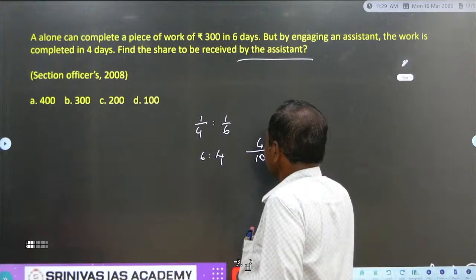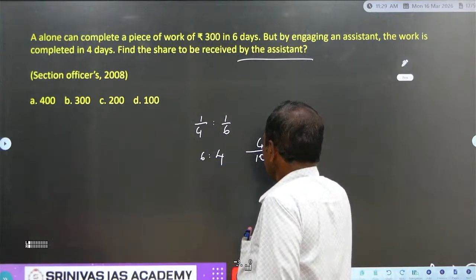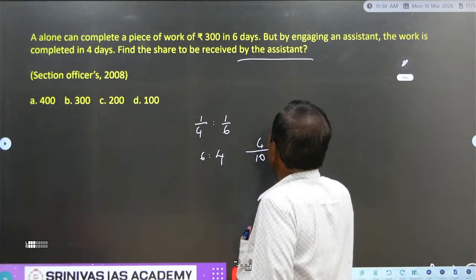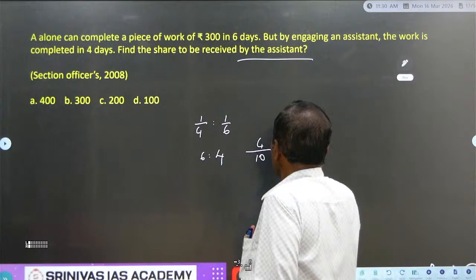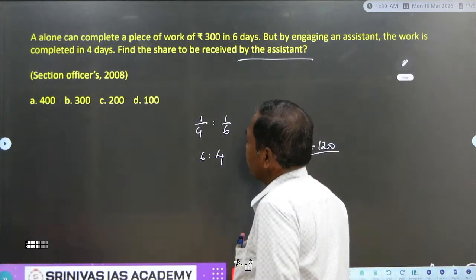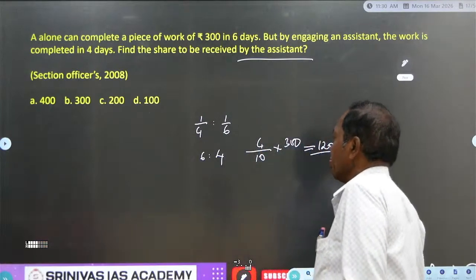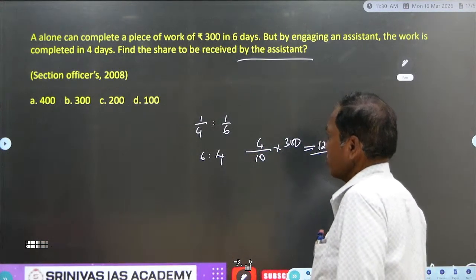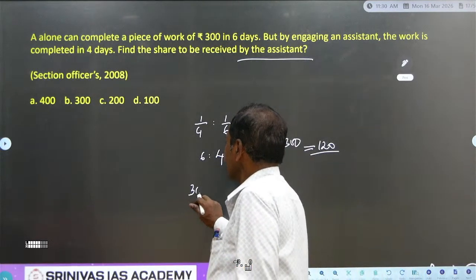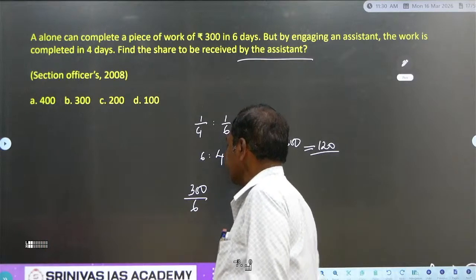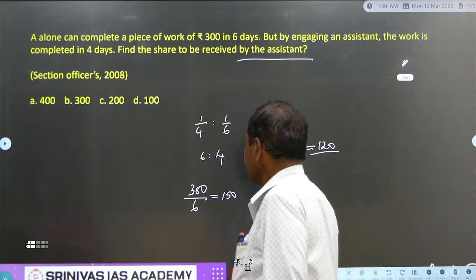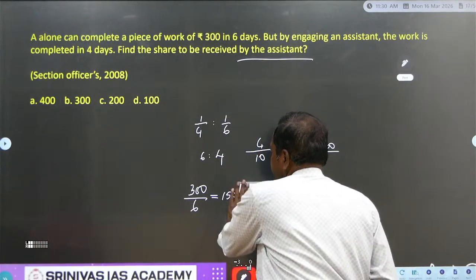What is that? What is the money given? 300. Sir, can you do it like 300 divided by 6, sir? Okay. Each day, 300 divided by 6. Each day will be 50. Okay. Each day will be 50.